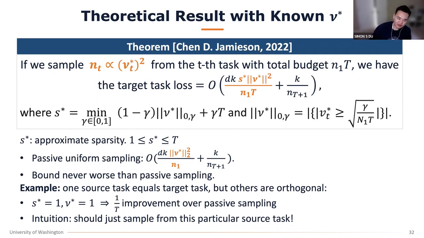The intuition for this particular example is, suppose you know nu star. Like there's one source that equals the target task and all others are irrelevant. What should you do? In total, you have N1 T data. In passive sampling, you sample N1 data from each task. But if you know that there's one task that equals the target task, you should just use all the data to sample from this particular task. That's why you can save an additional 1 over T factor with this task relevance information. All right, so this is for the known nu star.